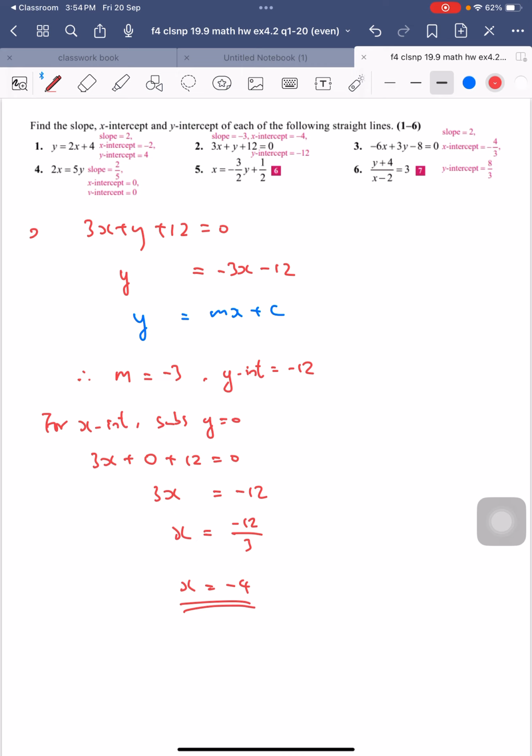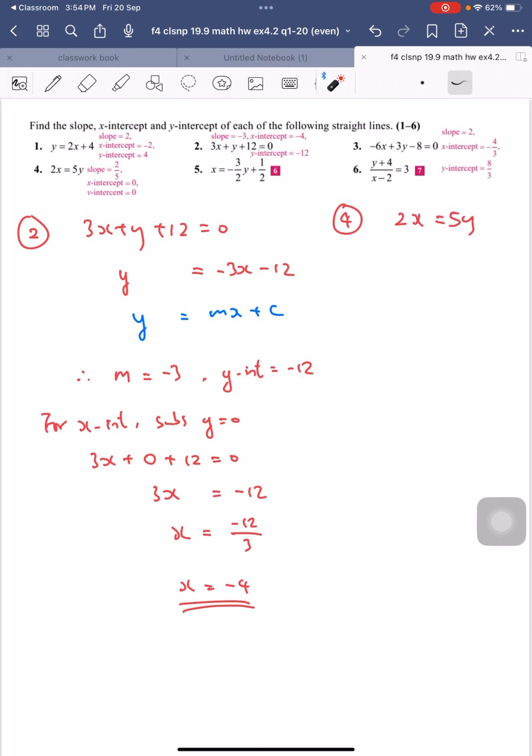Then for question 4, we have 2x = 5y, and we also change it to the y = mx + c format. So I have 2x divided by 5 equal to y. I don't want this 5, so move it to the left, it becomes divide. Now I can swap the left and right directly. So I have y = 2/5 x + 0, because originally it's just 2x over 5, isn't it? There's nothing on the right-hand side, so I'm just adding a plus 0.